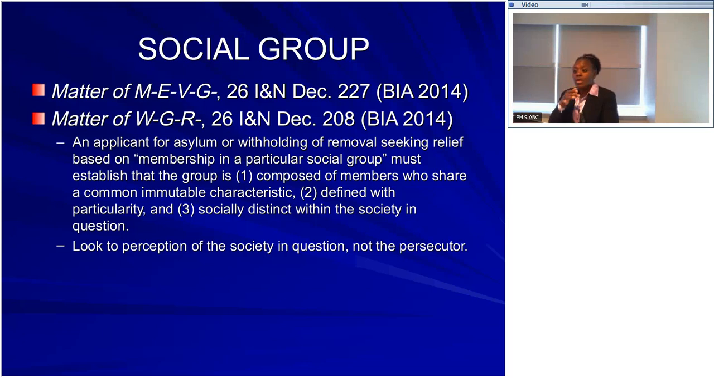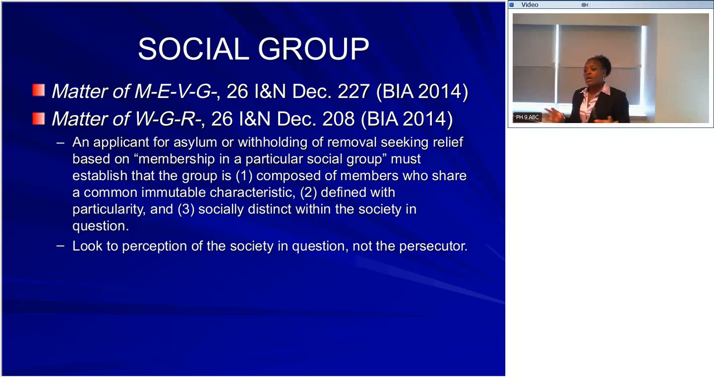Okay, so the examples you've given are ones where you're looking at visibility, right? They're distinct because they look different within the society. But let's talk about FGM, or women who are opposed to female genital circumcision. Is that a visible group? Or another group that's been identified in the past, homosexuals. Is that necessarily a visible group?